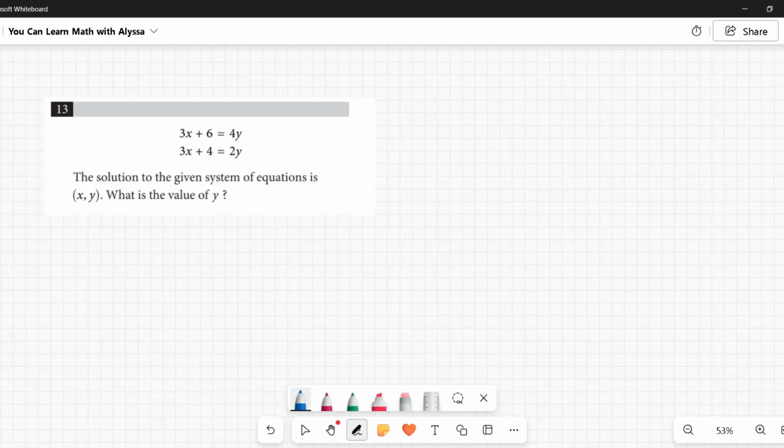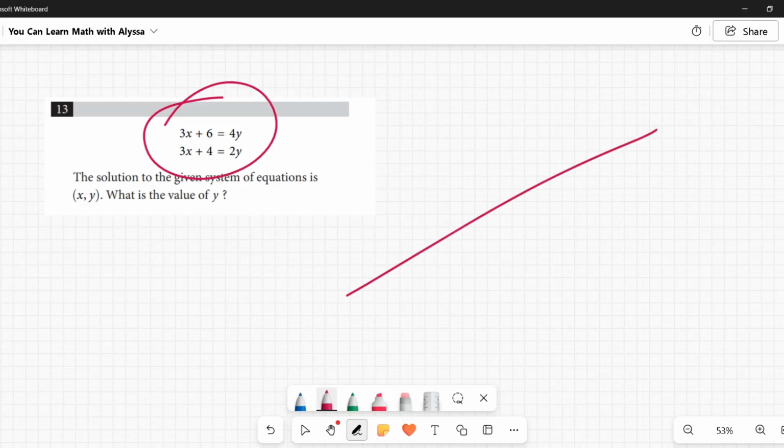Anytime we have a system of equations, there are different ways we can solve it. This is a linear system of equations, so we can solve it through either graphing, elimination, or substitution. For graphing, we would put both of these equations into a graphing calculator, or if you are a glutton for punishment, you can graph them by hand.